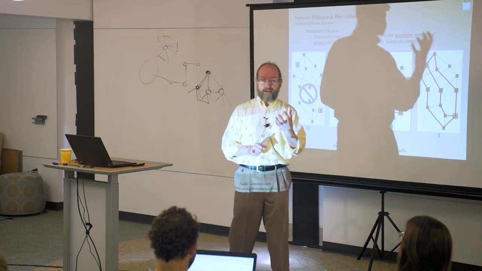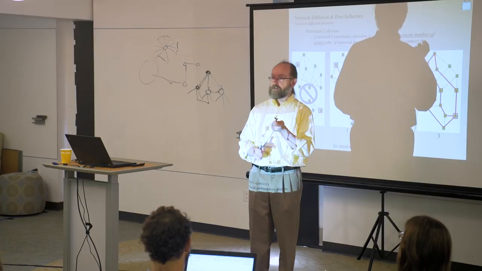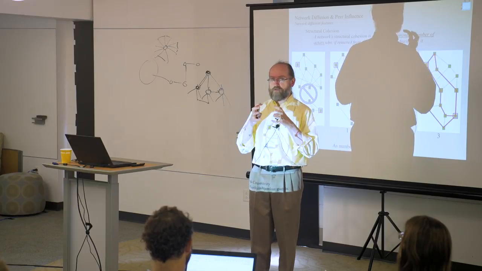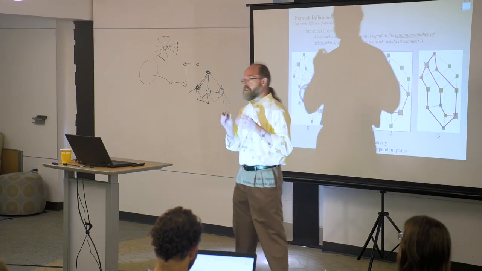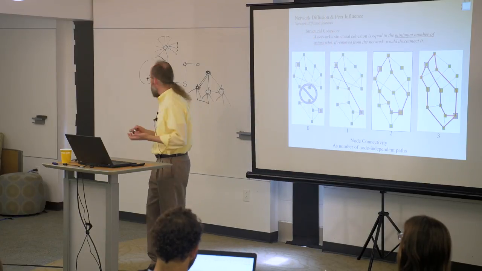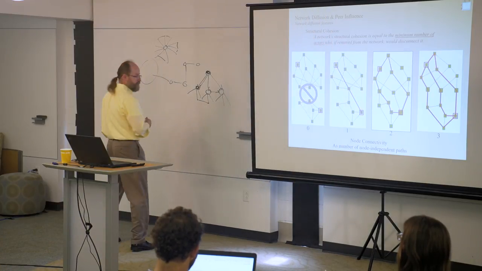For any good where actors control the flow of the good, if I decide to use a condom or not, right? If I decide to tell you the secret, if I decide to give you the paperback novel, right? So wherever nodes can control the flow, it's not just that I have a lot of paths, it's that I have node-independent paths. And you can see this quite clearly.